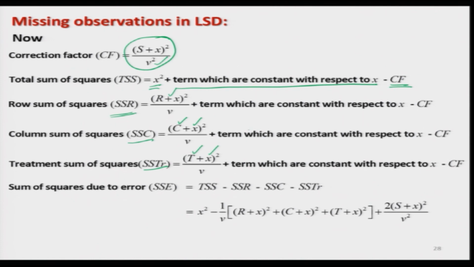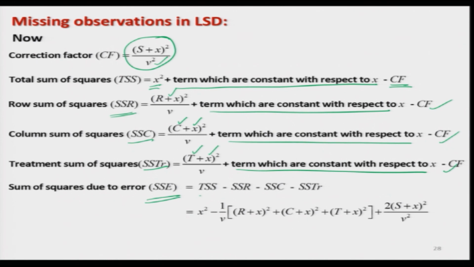So now you can obtain these three terms plus all the terms which are constant with respect to x, that means there are some numerical values that will be there in all three terms, minus the correction factor, right. This is the same thing which we have done in the case of randomized block design. Based on this expression you can find SSE, which is TSS minus SSR minus SSC minus SS treatment, which will come out to be an expression like this one.